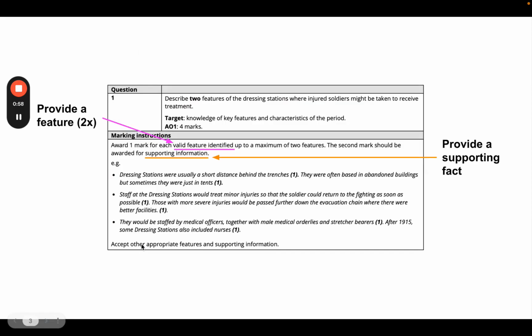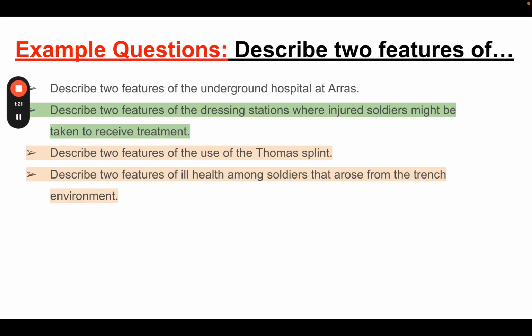Now, when we look into the marking scheme, we are required to do 2 things. As it says here, 1 mark for each valid feature identified. So you need to provide 2 features, and then also you need to provide a supporting fact or supporting information. Just go a bit further, show off a bit more knowledge after your first sentence.